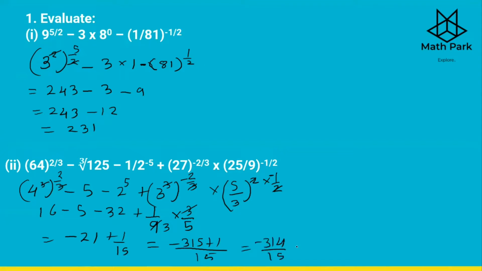You can keep it as it is, or it can be further simplified and written as minus 20 14 by 15. You can do even that. Otherwise, you can keep it just like that. Minus 20 and you get the remainder 14 upon 15. You can keep it this way also.